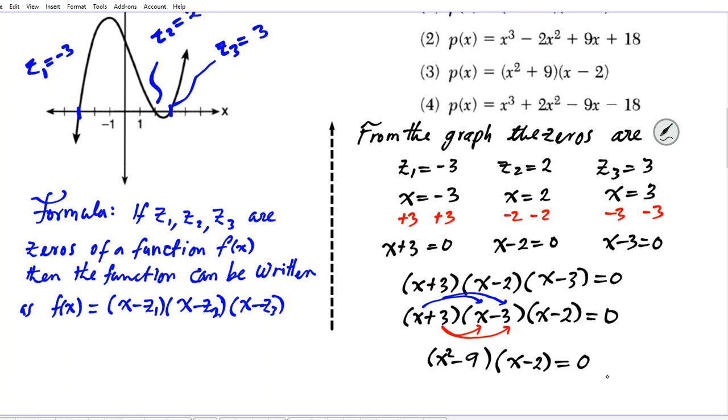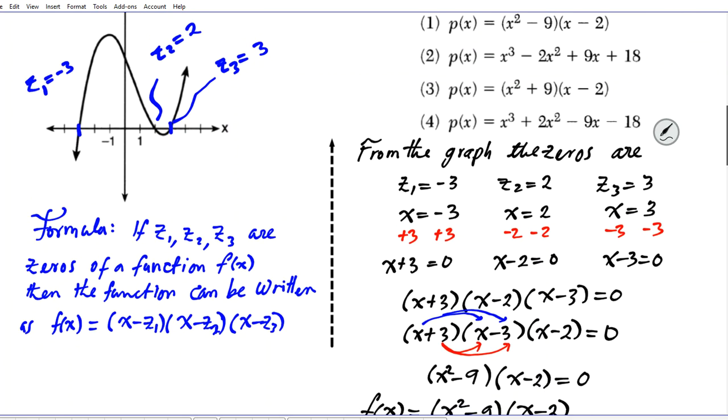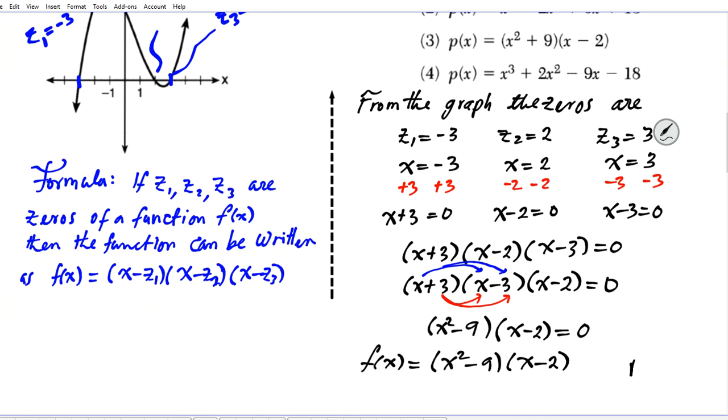This is the polynomial equation. The related function is f of x equals x squared minus 9 times x minus 2. We can see that our answer is option number 1. Okay, x squared minus 9 times x minus 2.